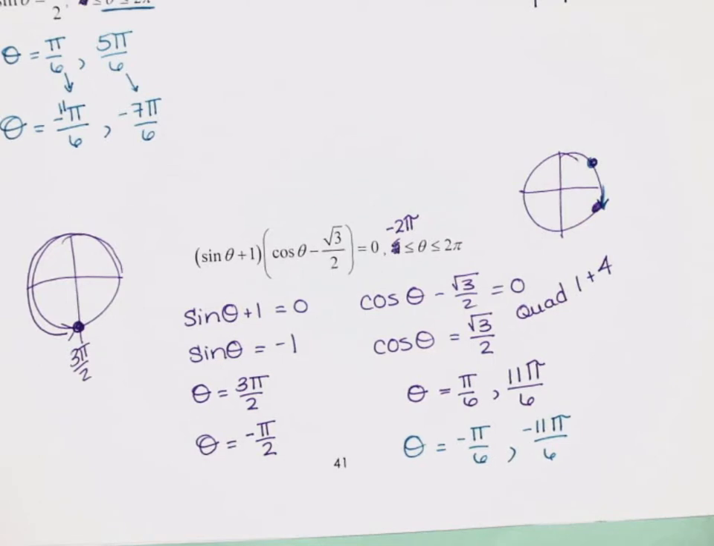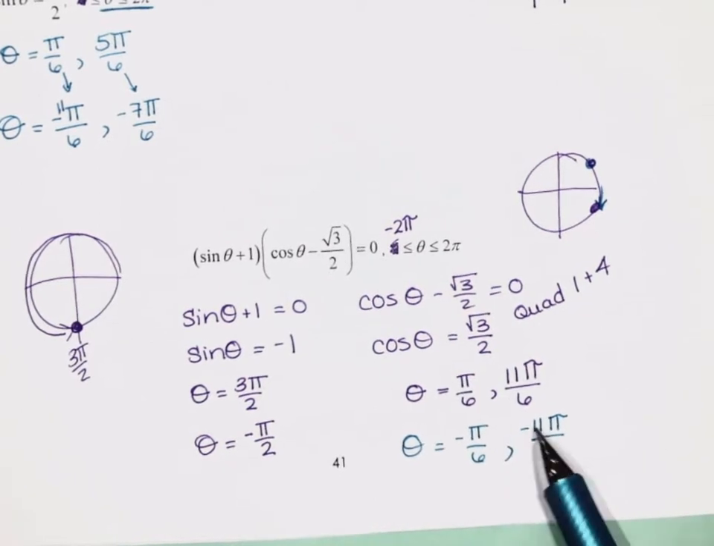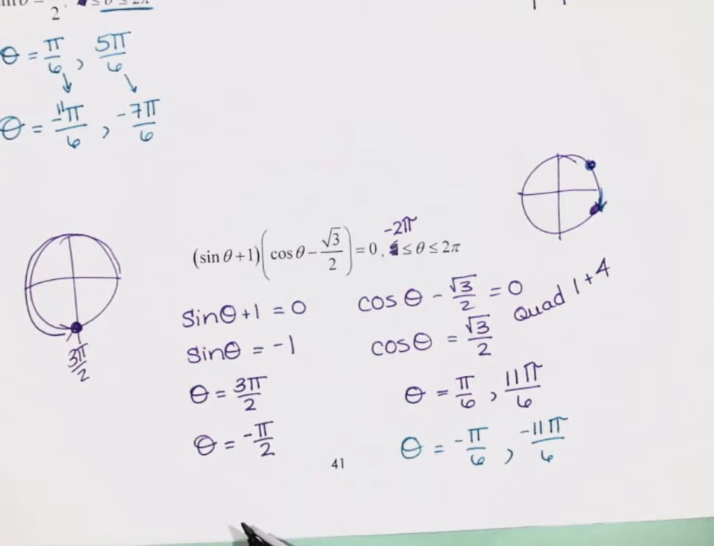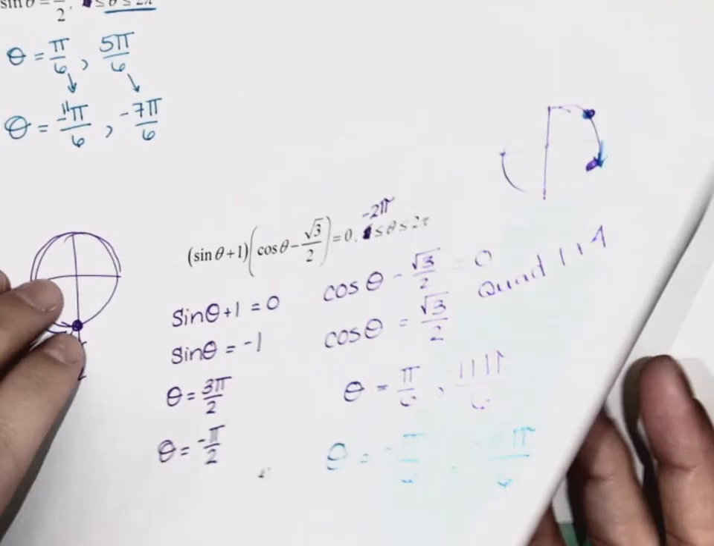Okay, so this question has 6 answers. 1, 2, 3, 4, 5, 6. You need all of them to get this question correct. But you needed 4.5 to be able to do this. I still don't get 4.5. But if you can do this, then you can do 4.5.